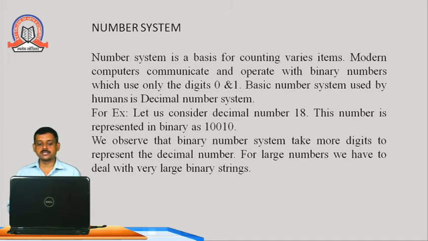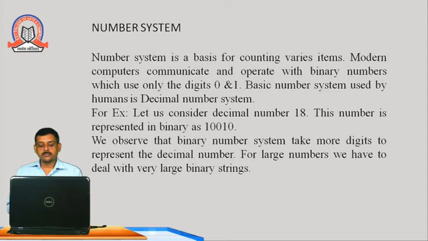The basic number system used by humans is the decimal number system, like 0, 1, 2, 3, 4, 5, 6, 7, 8, 9, 10, 11, and so on. For example, let us consider the decimal number 18. This number is represented as 10010 in the binary system.